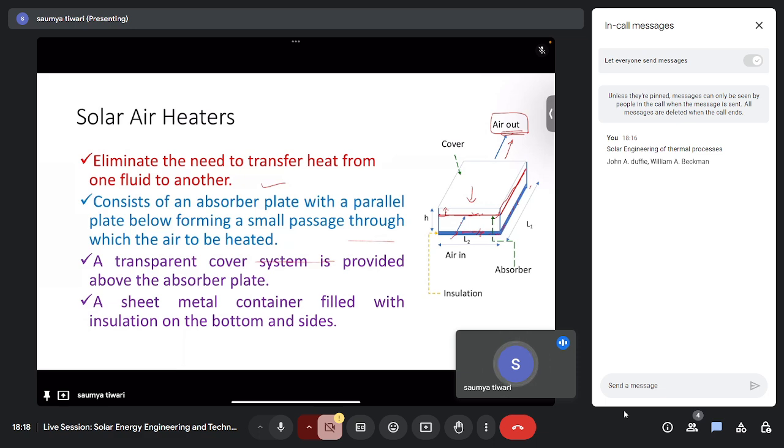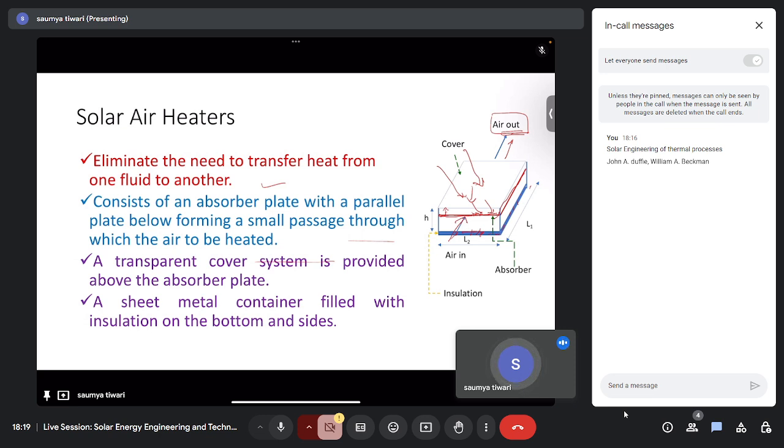This configuration might be different for different types of solar air heater, but the whole understanding is that there are two plates, the back plate and the absorber plate, through which air is passing. Solar radiation falls on the cover glass and goes to the absorber plate, which is heated, and as the air passes through the space between the two plates, it is heated by the heat generated from the absorber plate. So that is the general understanding.